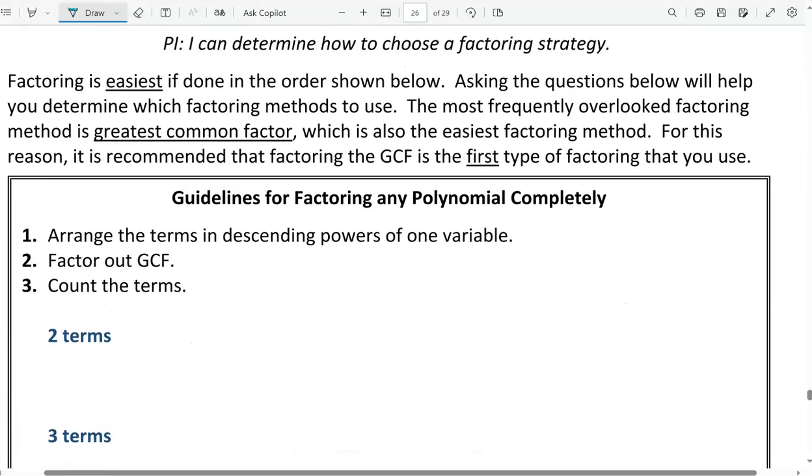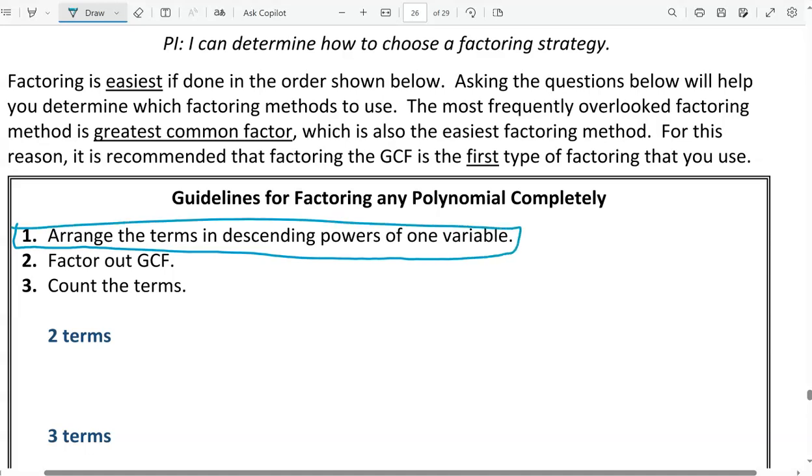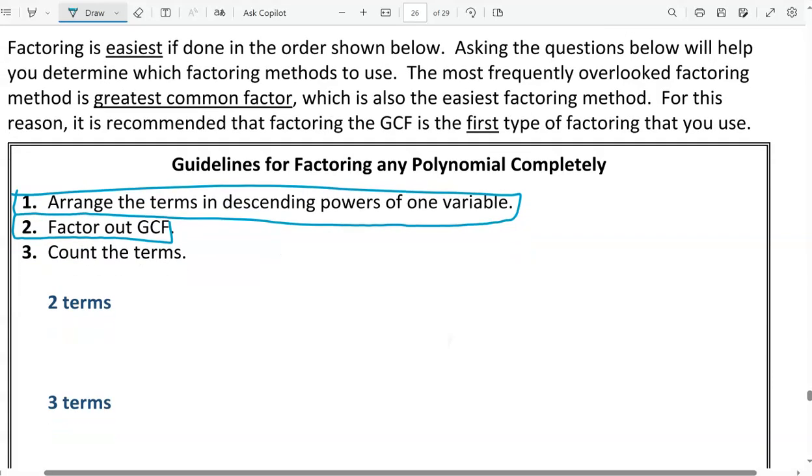All right, some general guidelines for choosing a factoring strategy when faced with, here, factor this completely, and we don't know where to start. So some guidelines for you to follow. Number 1, arrange all of the terms in descending powers of one variable. Then number 2, once you've done that, your first factoring strategy should always be factor out the GCF. It doesn't have to be done first, it will just make your life easier.